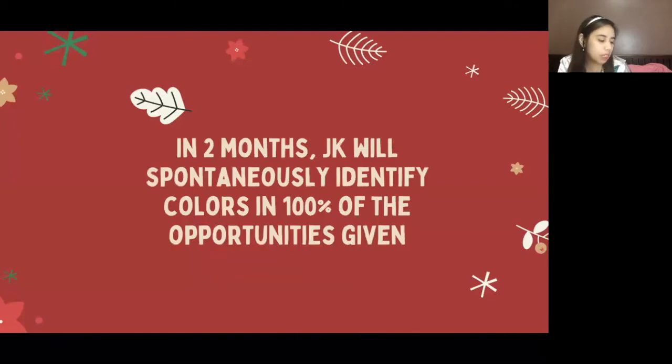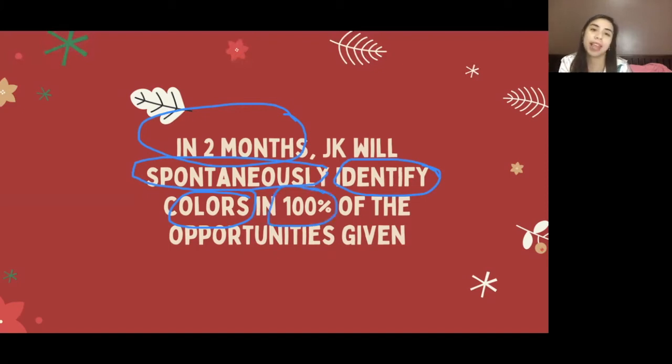So for example, in 2 months, JK will spontaneously identify colors in 100% of the opportunities given. Here you see that in 2 months, that's when we make our goal time bound. Of course, we have to be smart as well. And then spontaneously, that is your condition, meaning no cues. It has to be spontaneous. You did not apply any prompting. Identify colors, so that is the behavior expected. He doesn't have to be labeling the colors, only just to identify them. And then in 100% of the opportunities given, that is your criterion. So once this goal is achieved, then you know that you are ready to move on to labeling, because he or she already identified the colors.